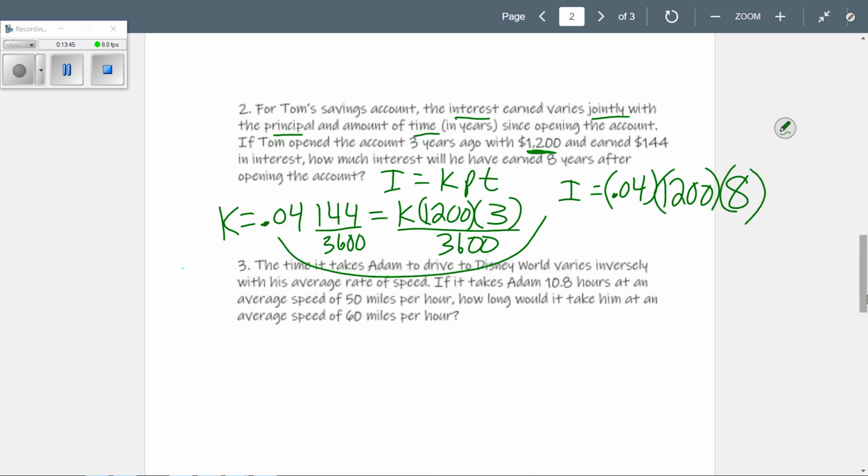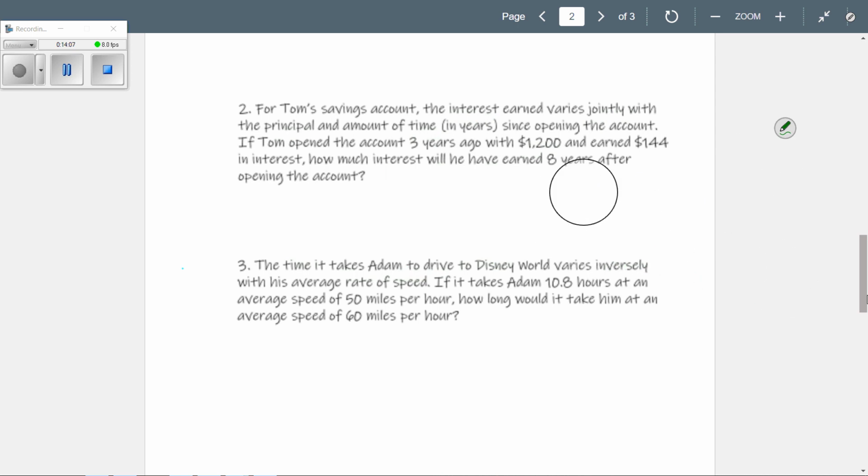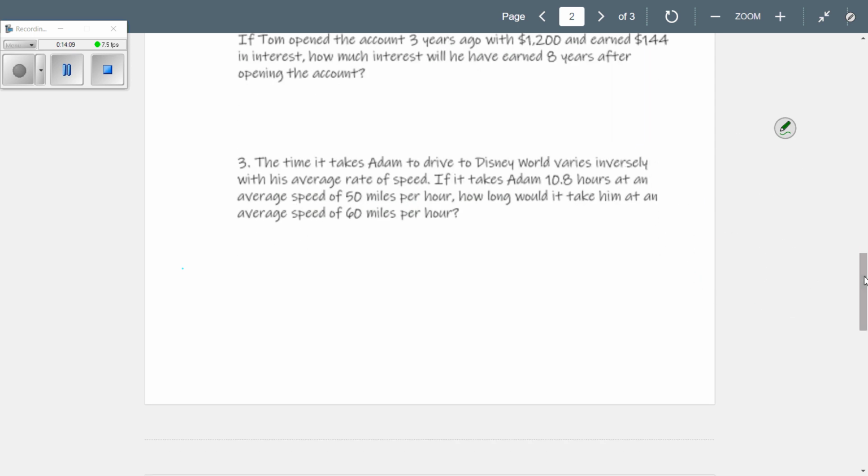Okay? In the calculator, you put it in there, and you get I equals 384. Again, make sure you do it so you know what you're doing. And that's it. We're done. If you need to go back and see it, go ahead, okay? Finished with number 3, and then we're done. I'll be right above 15 minutes probably.